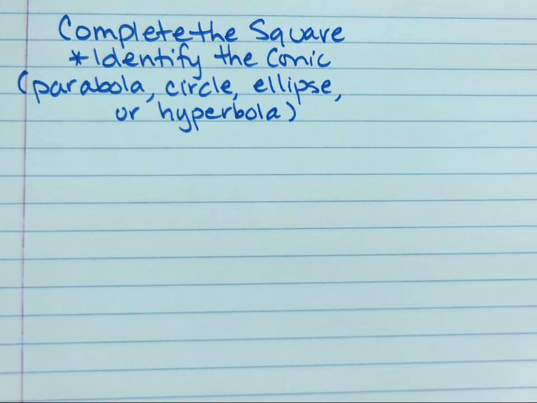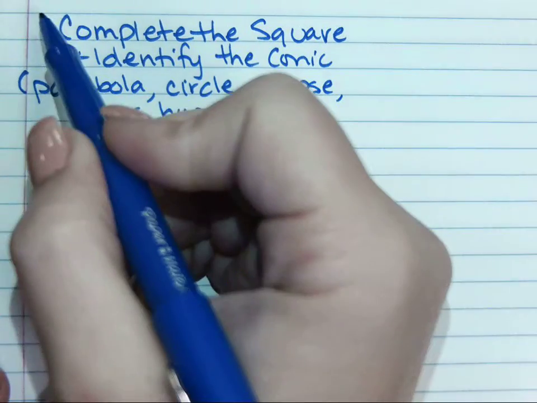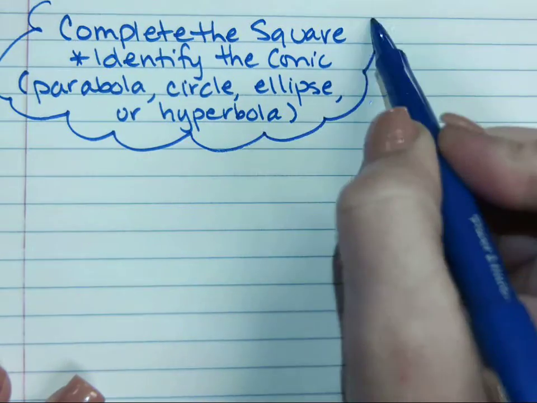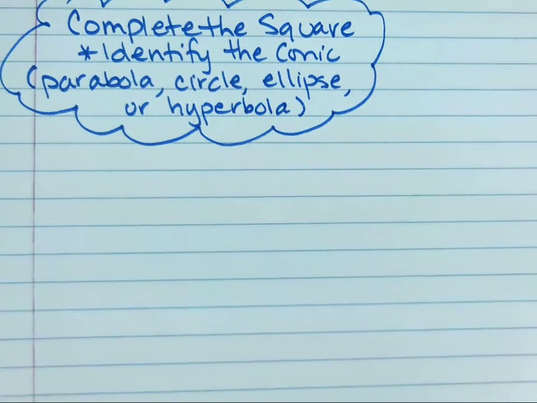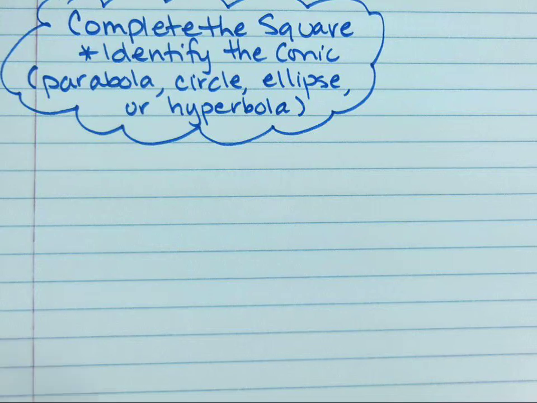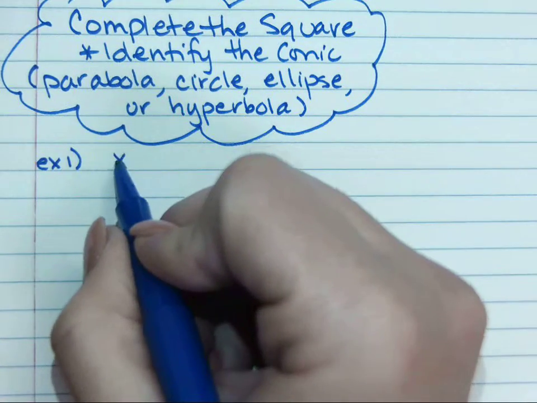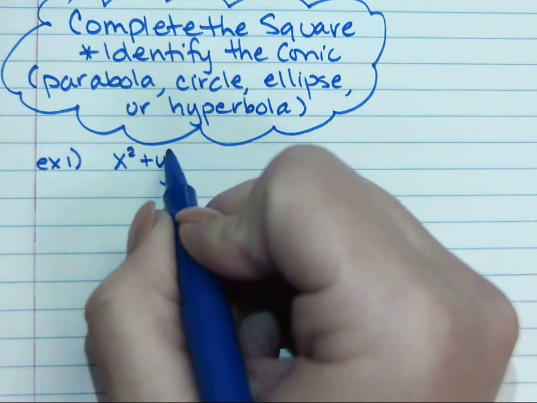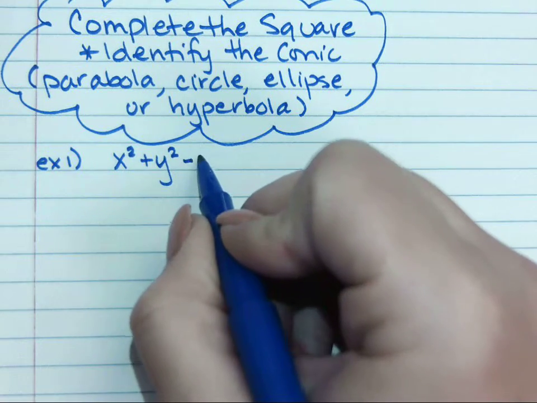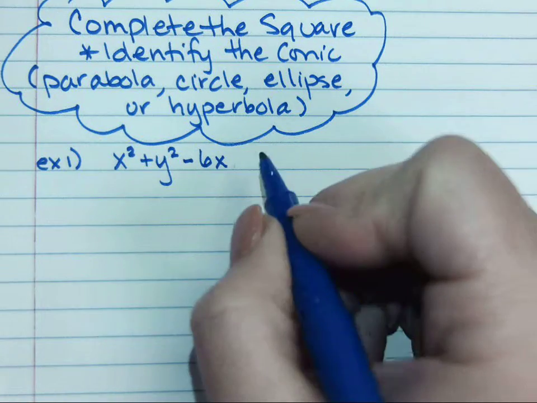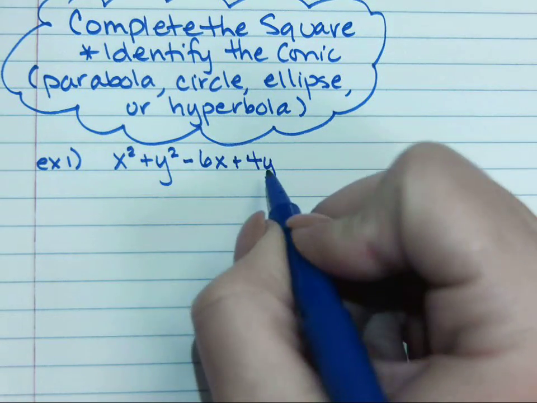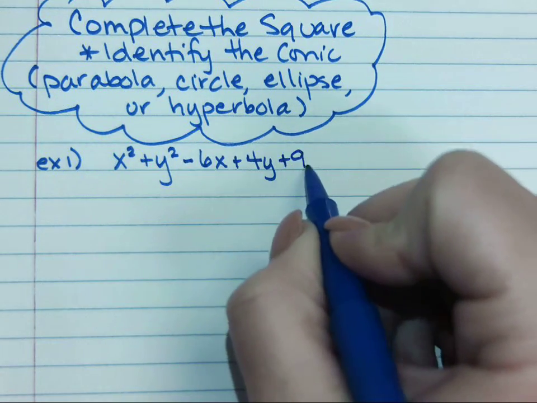And so let's zoom this out a little bit. Give ourselves some more space here to complete the square. So let's start with an equation. This is going to be an x squared plus y squared minus 6x plus 4y plus 9 equals 0.